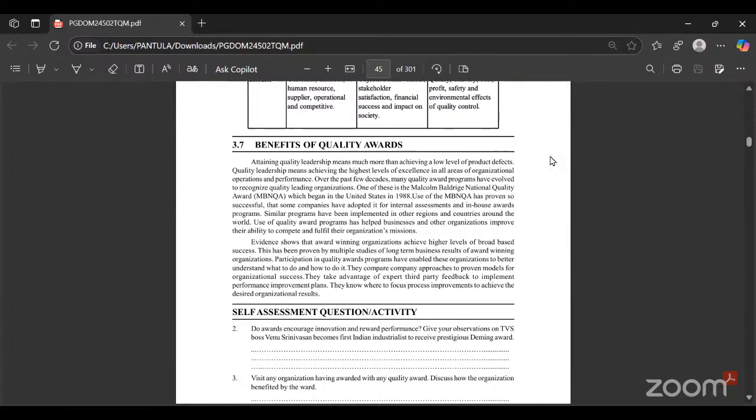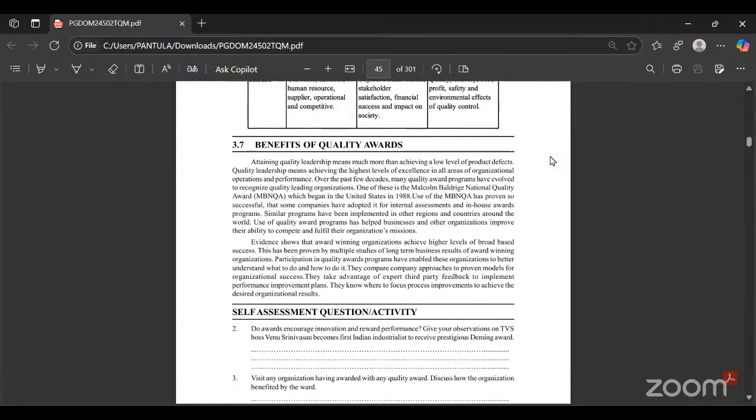Attaining quality leadership means much more than achieving a low level of product defects. First of all, defective products are going to be reduced. Quality leadership means achieving the highest level of excellence in all organizational operational performance. Over the past few decades, many quality award programs have evolved to recognize quality-leading organizations. One of these is the Malcolm Baldrige National Quality Award, which began in the United States in 1988.